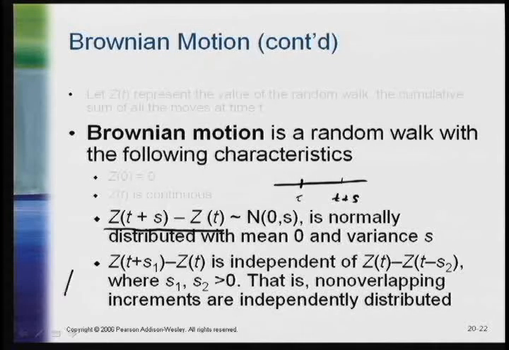Moreover, this last property requires that over any two non-overlapping intervals, the changes in the z value are independent normal. Each one of these changes in z from time t to time t plus s1 is normally distributed. We also know by the third bullet that the change from time t minus s2 to t is a normal variable with a predictable variance. What bullet 4 says is that these two normal random variables are independent.